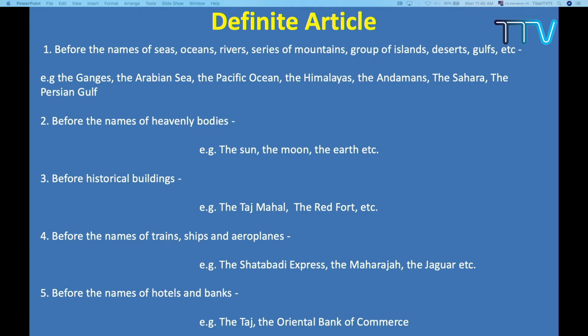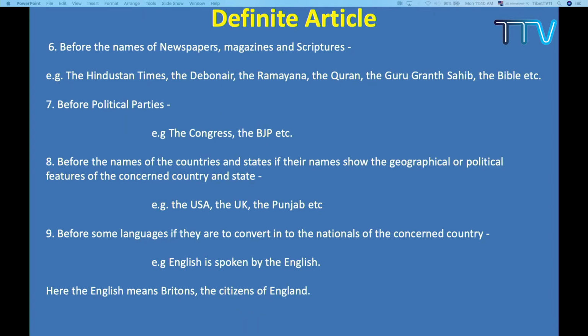Then before the names of trains, ships, aeroplanes, for example, the Shatabdi Express, the Maharaja, the Jaguar. Before the names of hotels and banks, for example, the Taj, the Oriental Bank, the State Bank of India. Before the names of newspapers, magazines, scriptures, the Hindustan Times, the Ramayana, the Quran. And before political parties, for example, the Congress, the BJP.